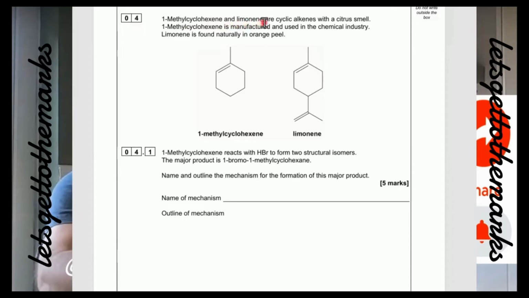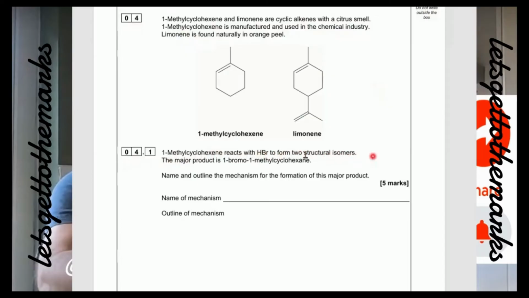Okay, it's for A-level chemistry. Let's get into it. So, 1-methylcyclohexene and limonene are cyclic alkenes with a citrus smell. That means they smell orangey or lemony. 1-methylcyclohexene is manufactured and used in the chemical industry, whereas limonene is found naturally in orange peel. Here we have the skeletal structure of both of these compounds.